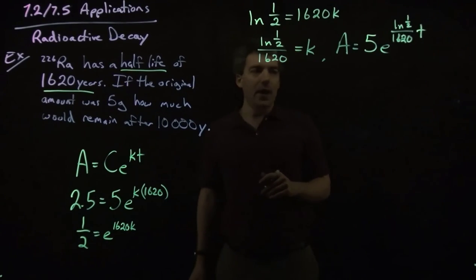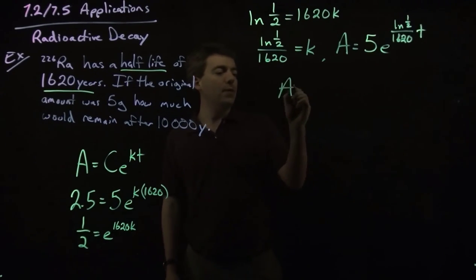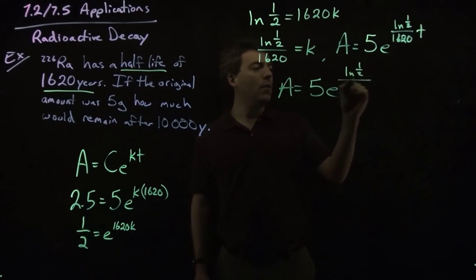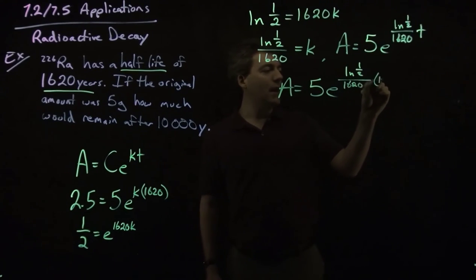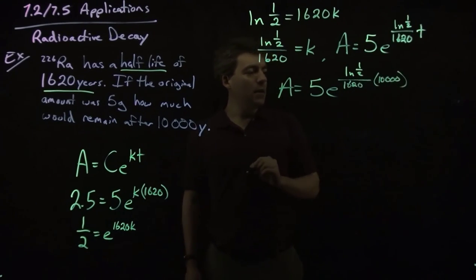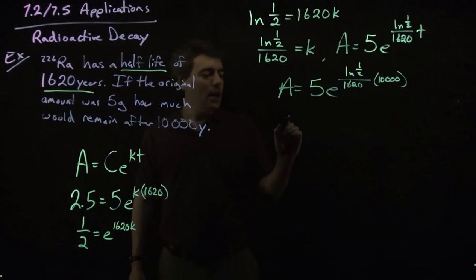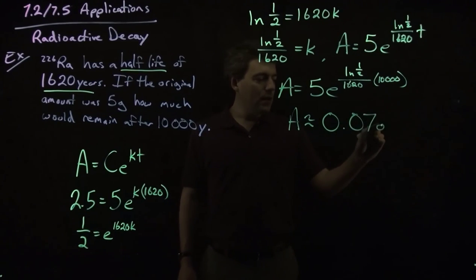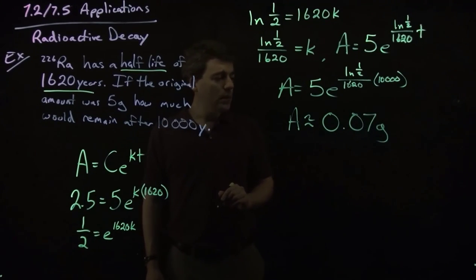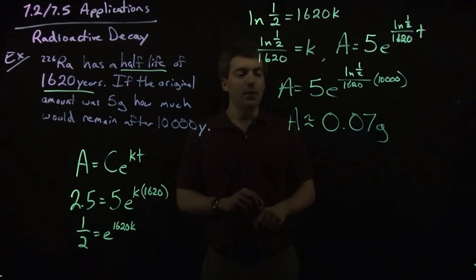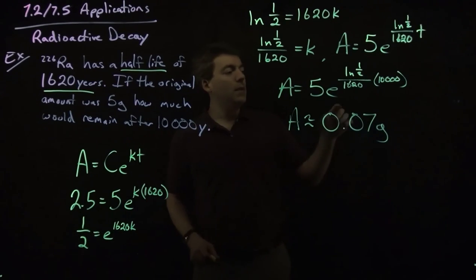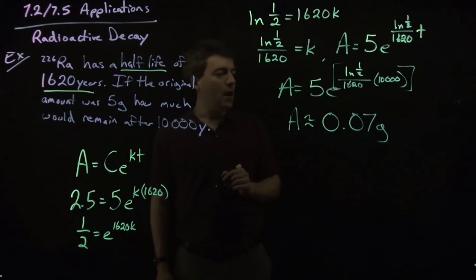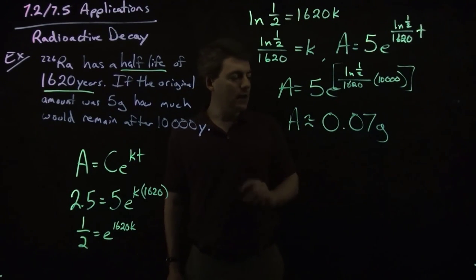How much would remain after 10,000 years? Well, the amount after 10,000 years is going to be 5e to the natural log of 1/2 over 1,620 times 10,000. Be careful when you put that in your calculator. If you do, you'll get approximately 0.07 grams. So a whole lot of it compared to the original amount. All right. When you do put this in your calculator, make sure that you put all of this in at once, and you should get this right here.